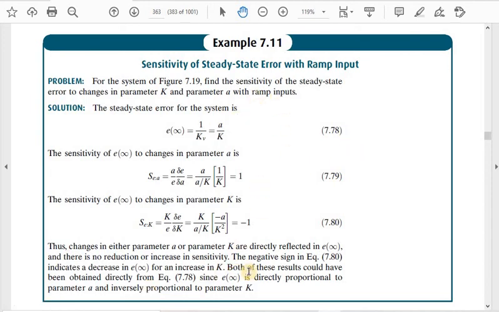Okay, so the main idea is, if you have a negative value of sensitivity, this means that if you increase that parameter, that will result in a decrease there. Okay, if we are calculating for it.